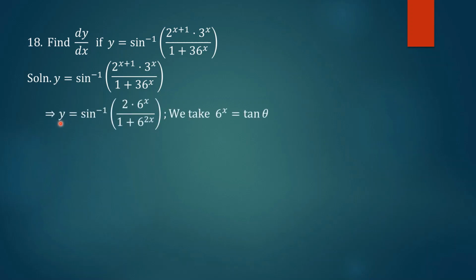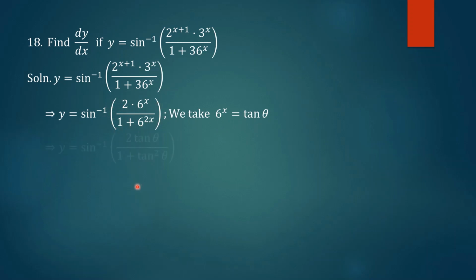y is equal to sine inverse. So it is 2 to the power x into 2. 2 is here, 2 to the power x into 3 to the power x is equal to 6 to the power x. And denominator 1 plus 36 to the power x can be written as 1 plus, this is 6 square, so 6 to the power twice x. Now if we take 6 to the power x is equal to tan theta to make it a formula actually.